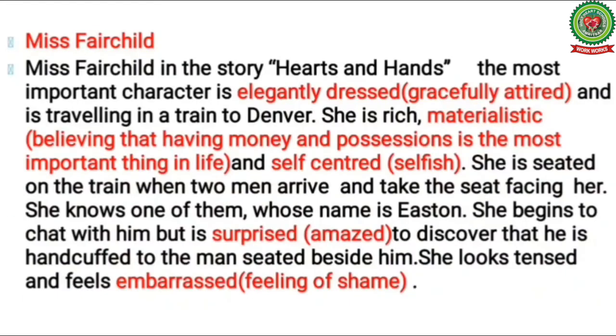Let's discuss the next very important character of the story, that is Miss Fairchild. Miss Fairchild in the story Hearts and Hands, the most important character, is elegantly dressed and is traveling in a train to Denver. She is rich, materialistic, and self-centered. She is seated on the train when two men arrive and take the seat facing her. She knows one of them, whose name is Easton.